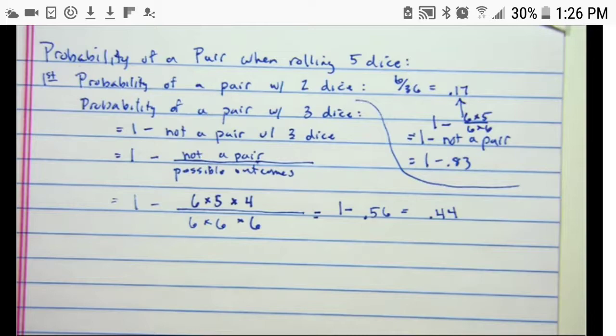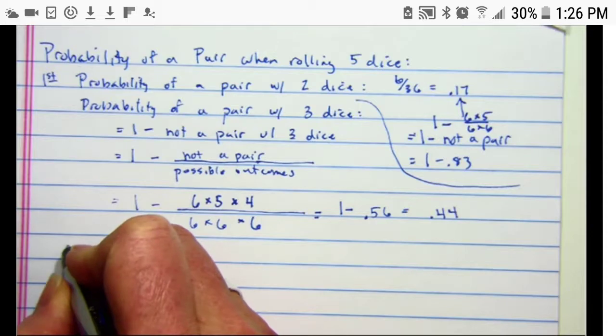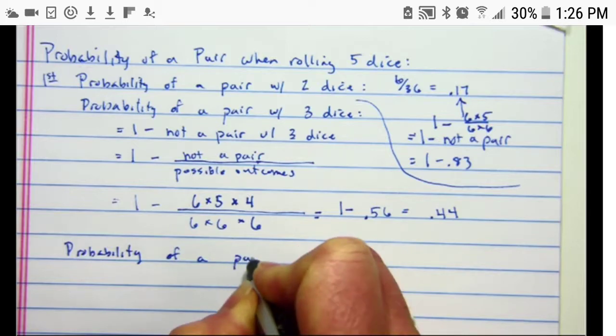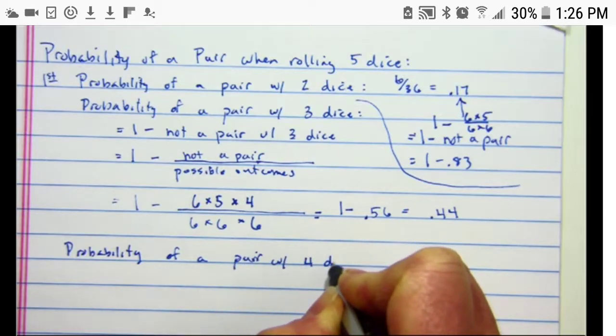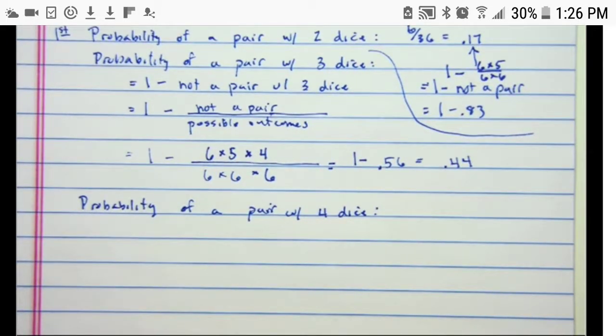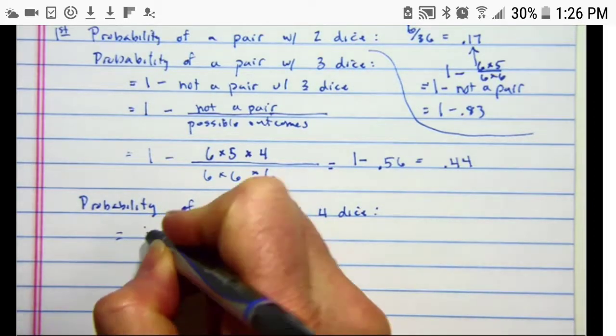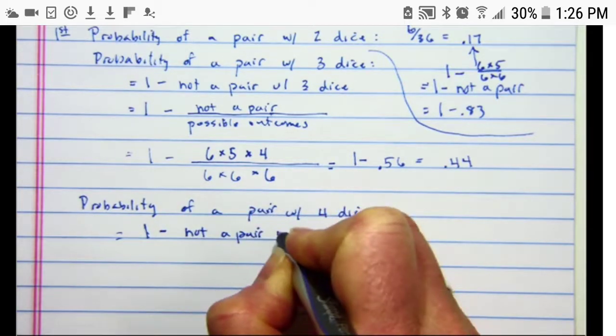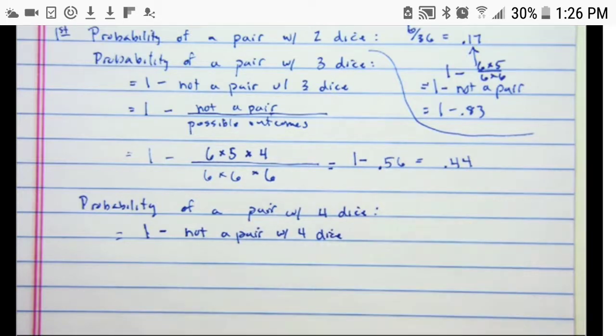Okay, so we're adding in 1 more dice. 6 times 6 times 6 in the denominator for that next dice, and then 6 times 5 times 4 in the numerator, and that pattern continues now when we put in 4 dice. So the probability of a pair with 4 dice, can you go ahead and write that out, what you would expect that probability to be? So you would be calculating 1 minus not getting a pair with 4 dice.